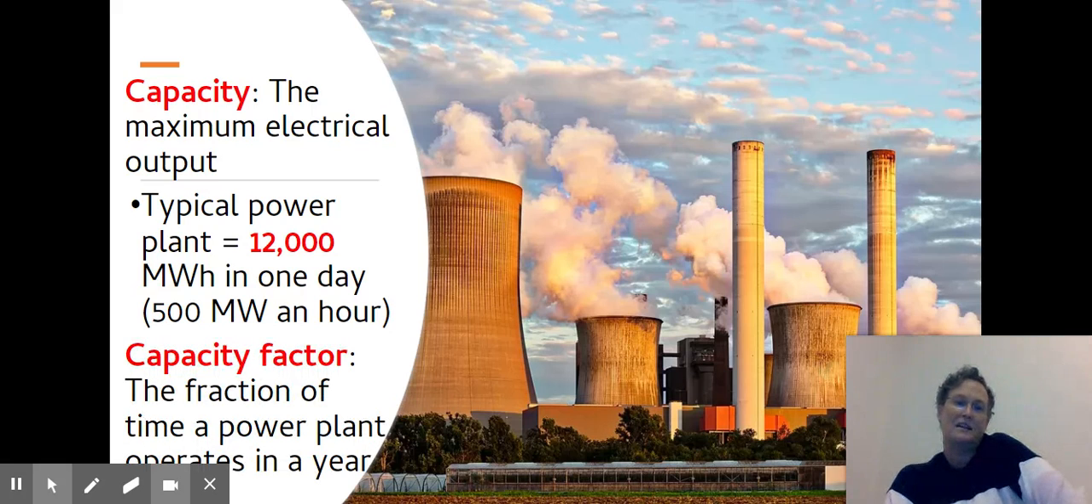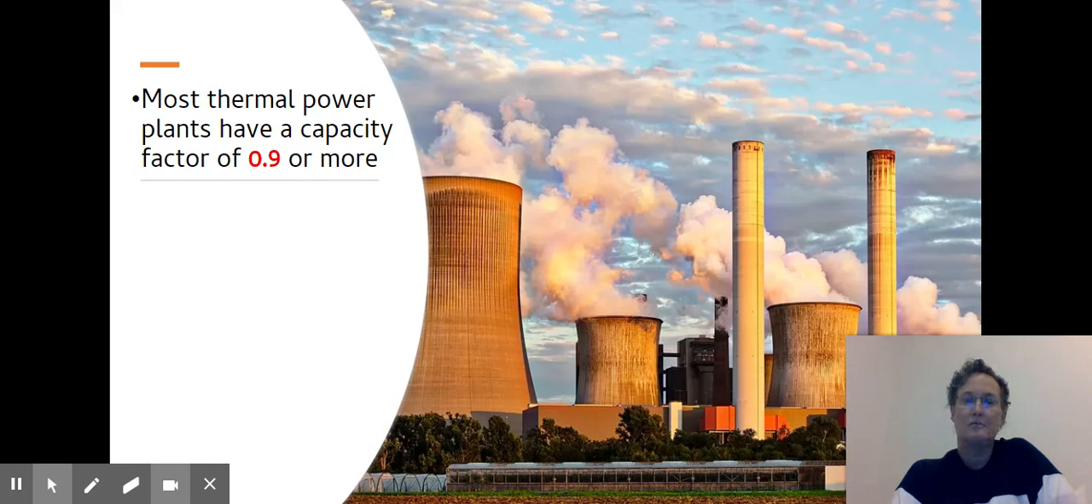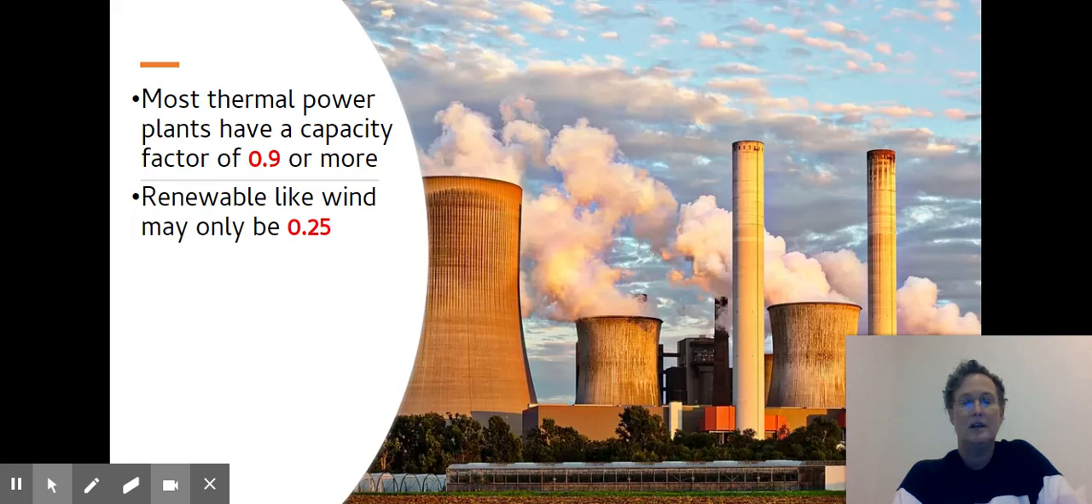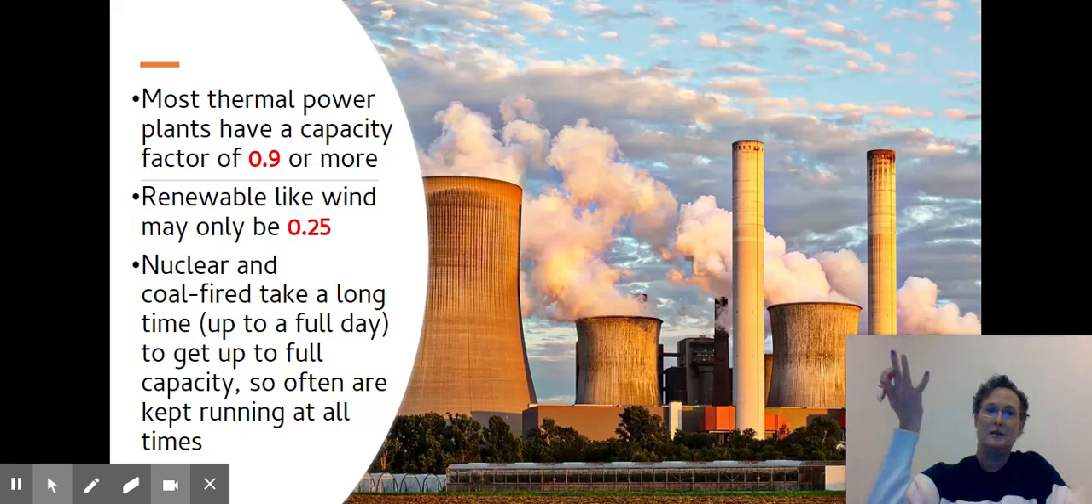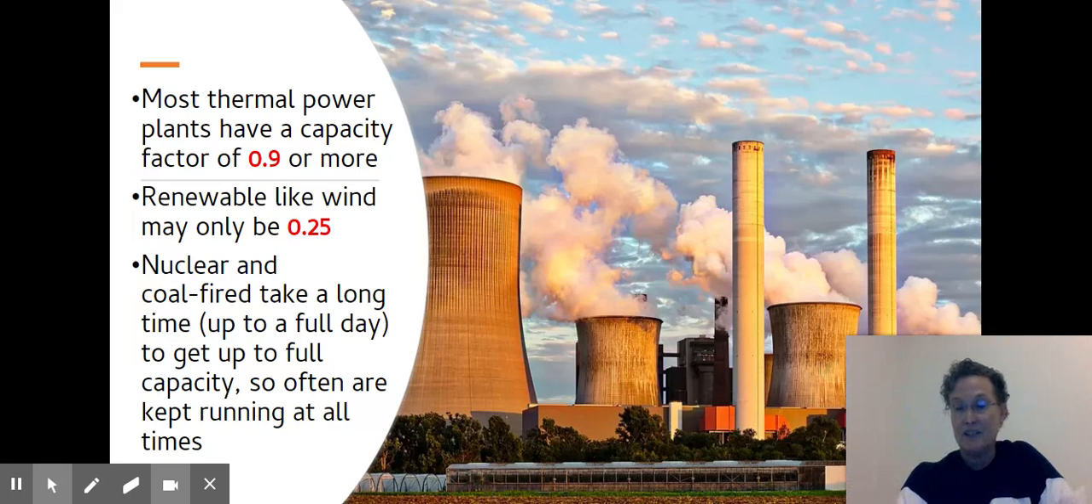So the capacity factor is the fraction of time a power plant operates in a year. Most thermal power plants can have a capacity factor of 0.9 or more, and renewables like wind may only be 0.25. Nuclear and coal-fired plants take a long time to fuel up to get to capacity, so they're often left running all the time. It ends up being more efficient to leave them on than to turn them on and off.